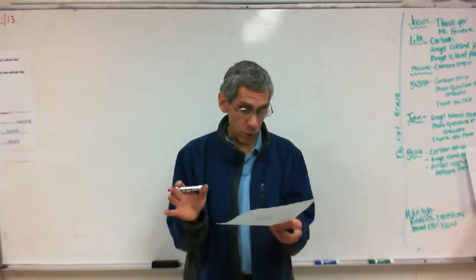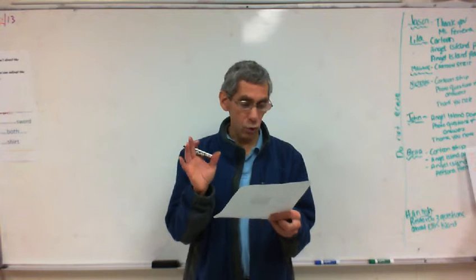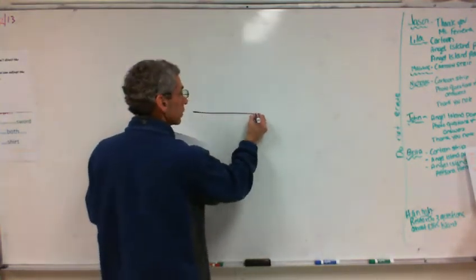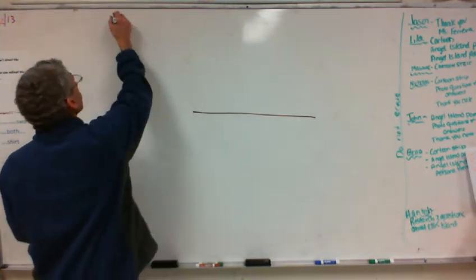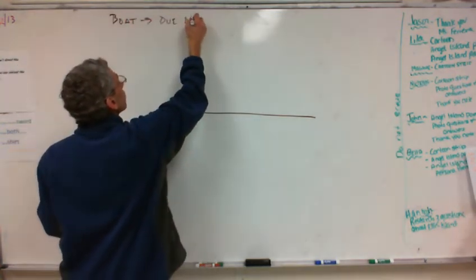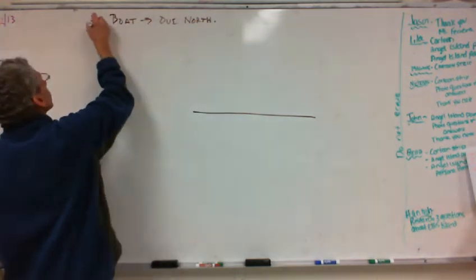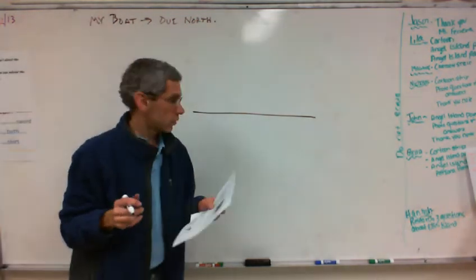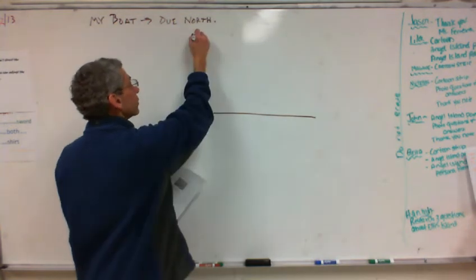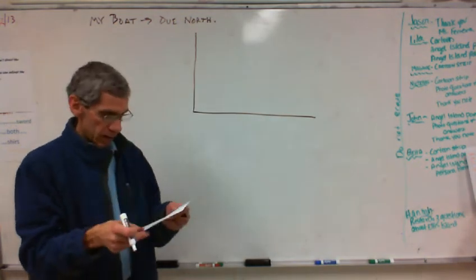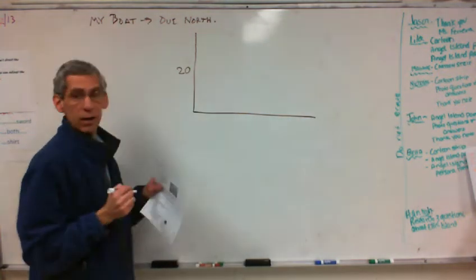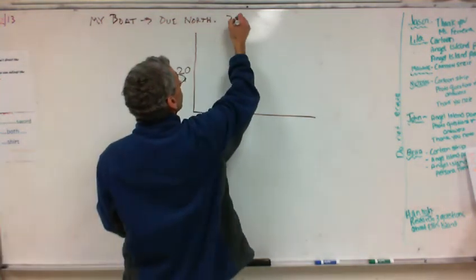Okay, your boat is traveling due north from a dock. I'm going to draw my dock, and my boat going due north. If this is the water, here's north, because north is always up. And I travel for 20 miles. 20 miles.